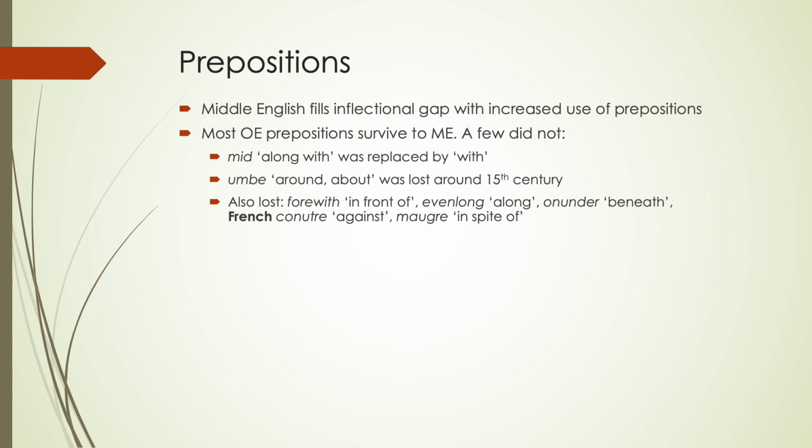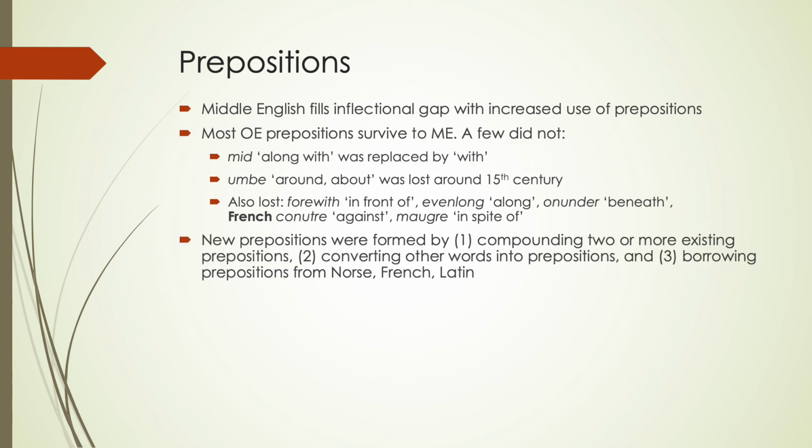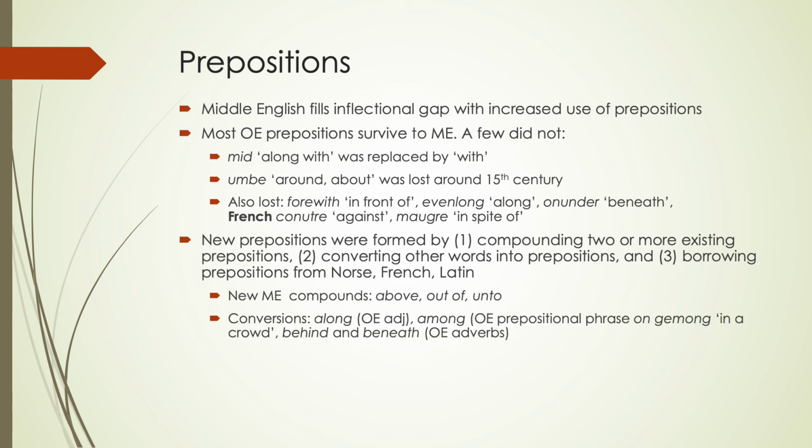And we're seeing some new prepositions formed in a couple of different ways. We can compound two or more existing prepositions. We see a conversion of other words into prepositions. And we also just borrow some prepositions from other languages during this time as well. So some of the new compounds are things like above, out of, unto, where we're seeing things sort of squished together. We see some conversions, so along, which was an adjective in Old English, and among, which was used as on among in a crowd.